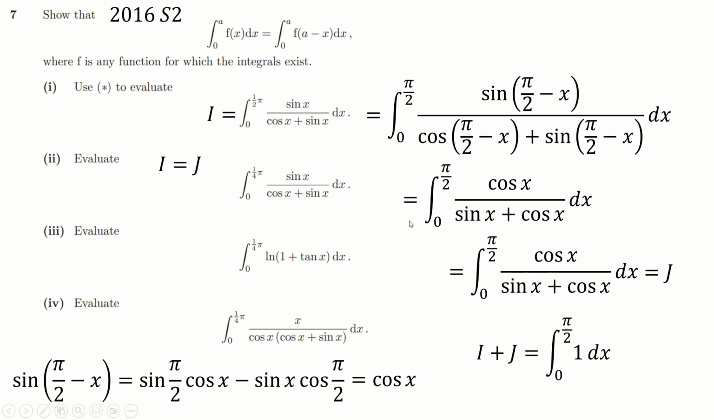Well, you just get the integral of 1, because you get sine over cos plus sine plus cos over cos plus sine, which is just 1, right? And so you integrate 1 for x, and then you put in pi over 2 minus 0, and you get pi over 2. So, of course, if these two things are equal and they add to make pi over 2, that means each one of them must be pi over 4. Kind of cool. Anyway, question number 2 does not say use star to evaluate.